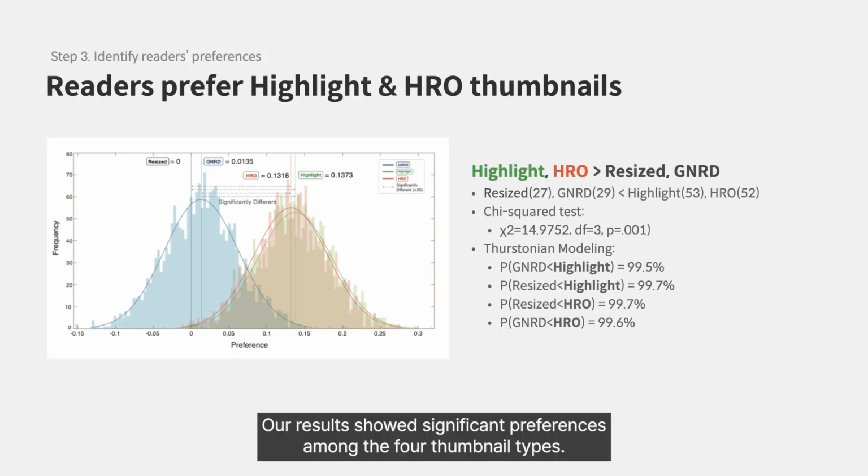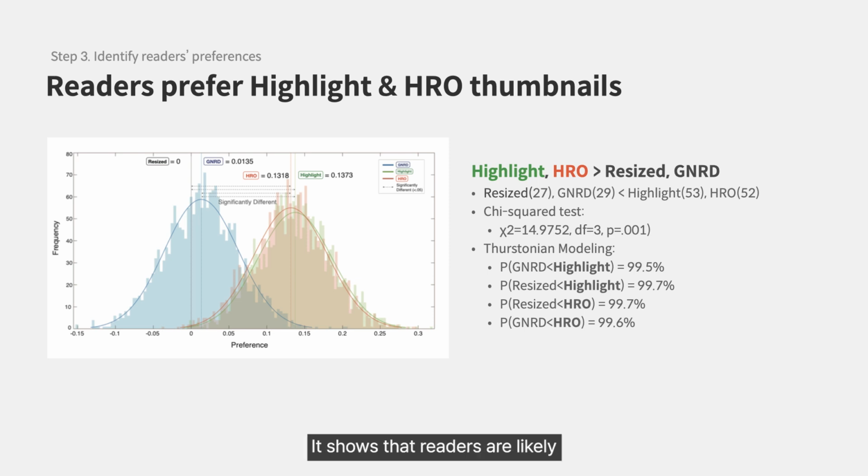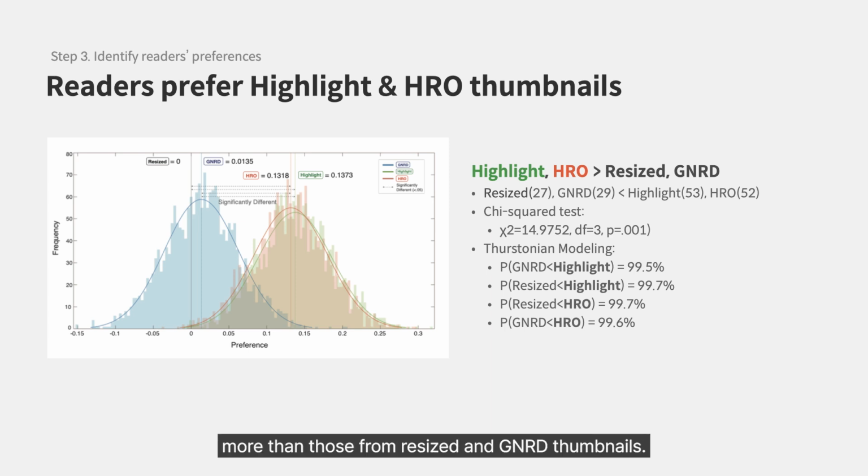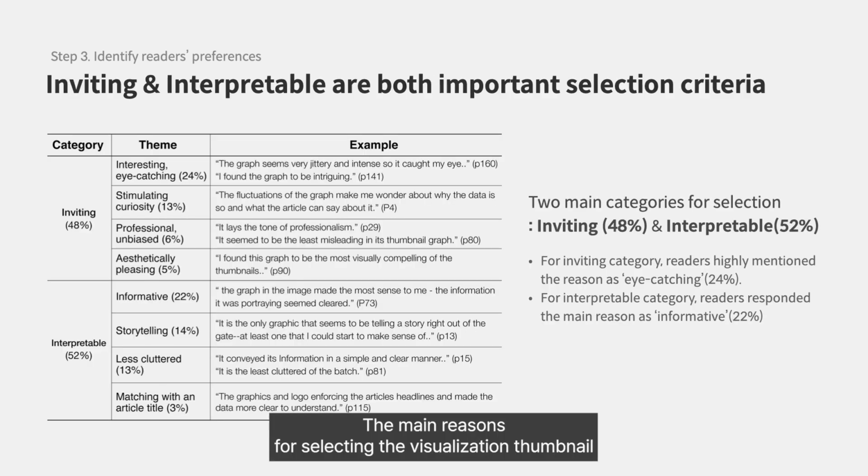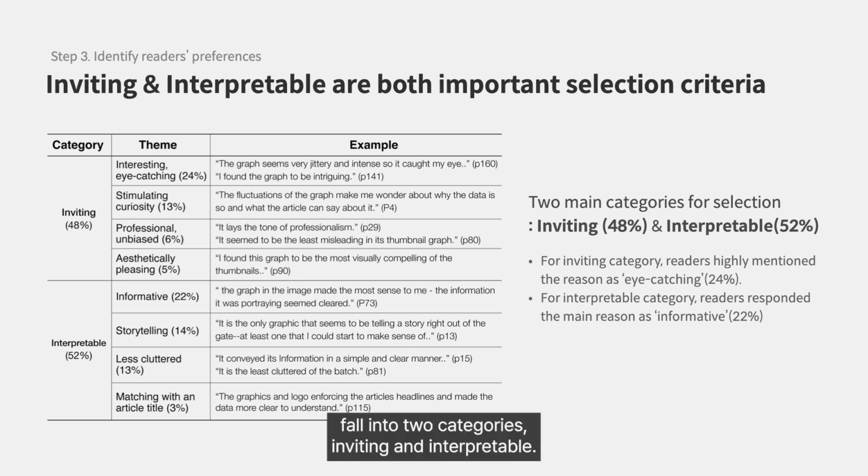Our research showed significant preferences among the 4 thumbnail types. It shows that readers are likely to prefer highlight and HRO thumbnails more than those from resized and GNRD thumbnails. The main reasons for selecting the visualization thumbnail fall into 2 categories, inviting and interpretable.